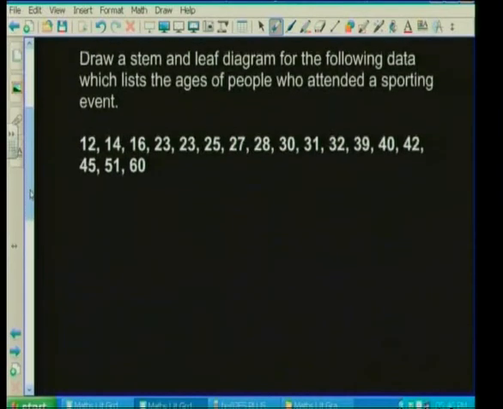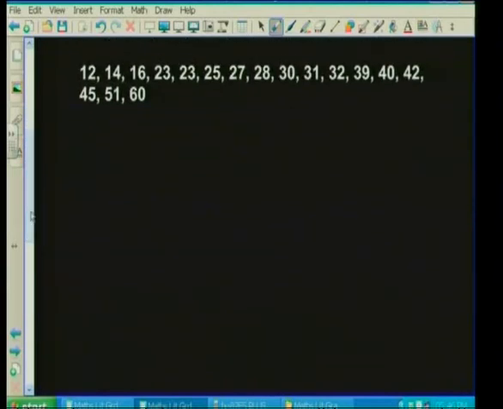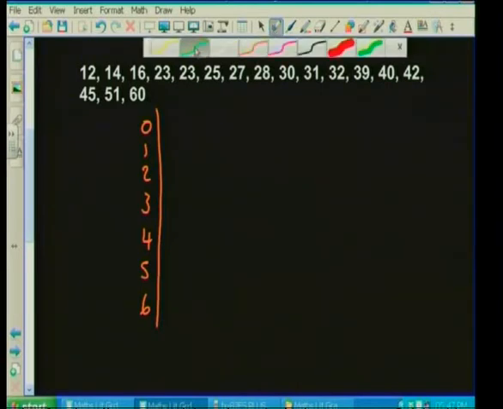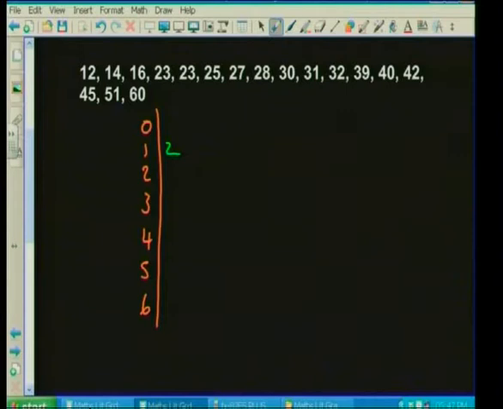So how do you remember about the stem and leaf? Let's go for it. So we're going to say we've got a 0, a 1, a 2, a 3, a 4, a 5, and a 6. I think that's as high as we need to go. And what we're now going to do is we're going to fill in the other numbers. So 12 is a 1 and a 2. 14, I'm just going to put a 4. 16, a 6. 23, 23, 25, 27, 28. 30, 31, 32, 39, 40, 42, 45, 51, 60.